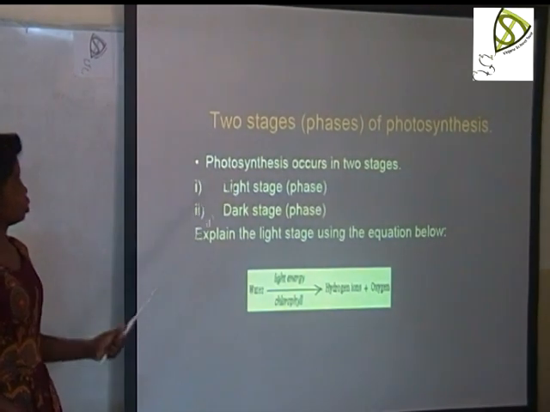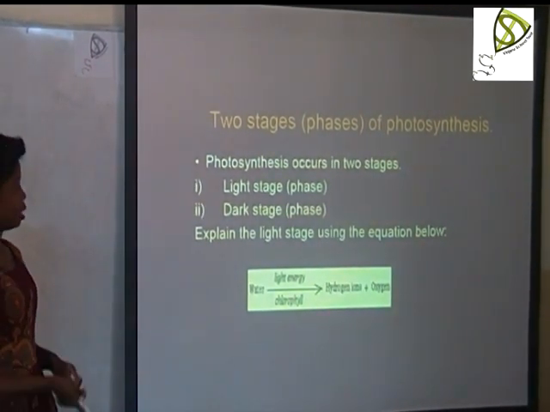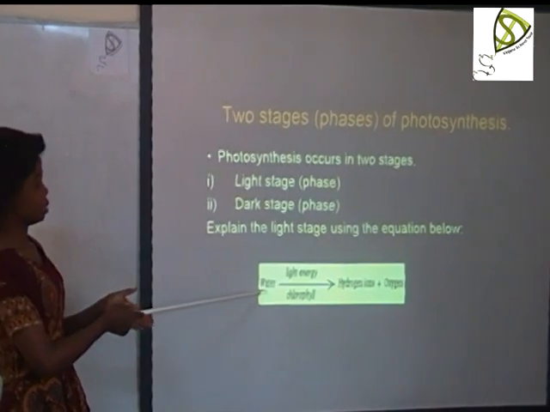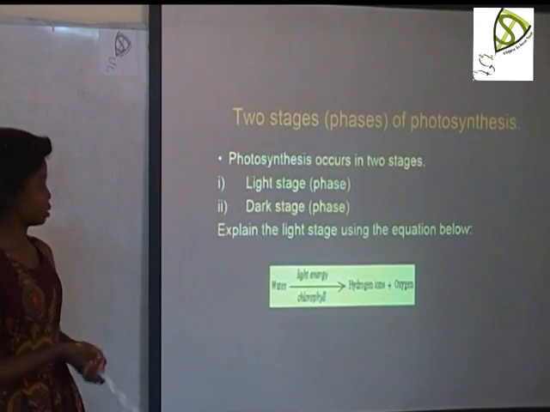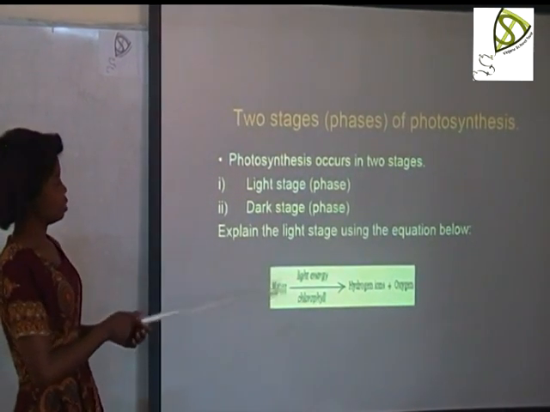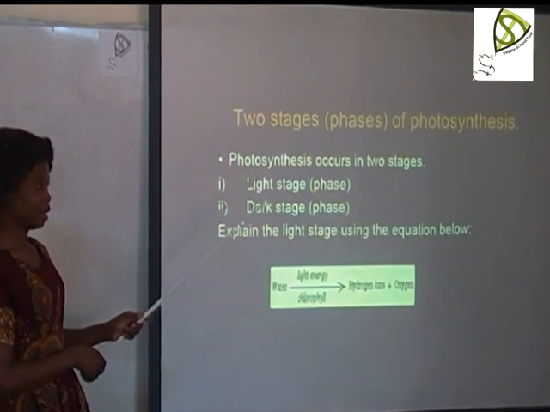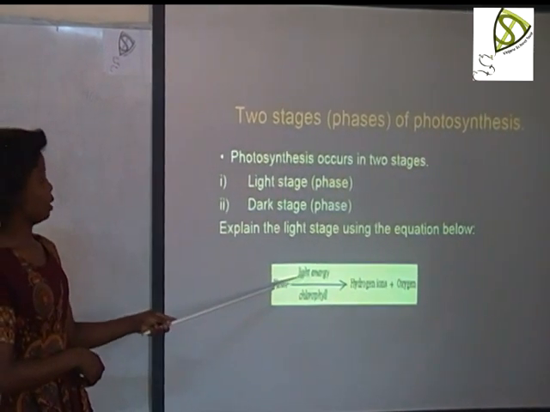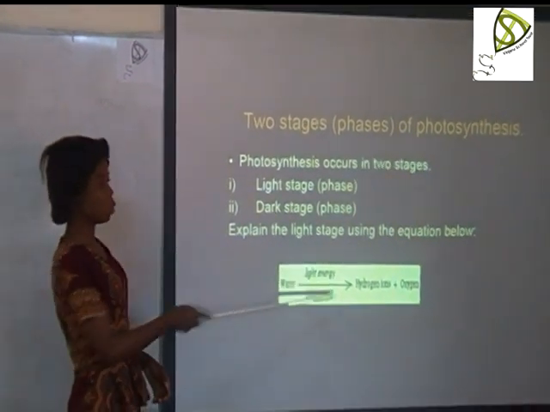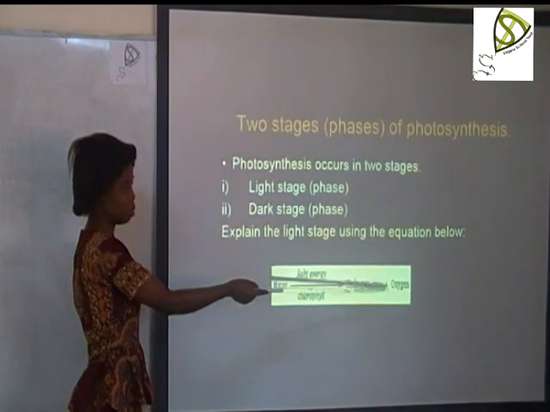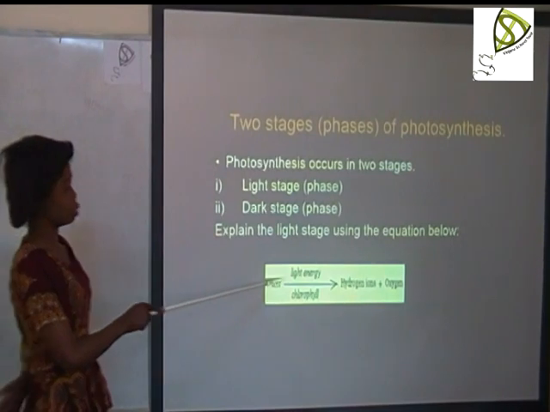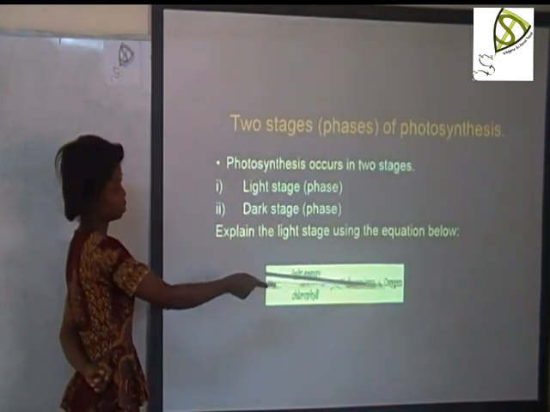So what happens during the light stage is that a water molecule here... the light stage is driven by light energy. So light energy here is required for water to be split into hydrogen ions and oxygen gas. So water here will be split into hydrogen ions and oxygen gas.